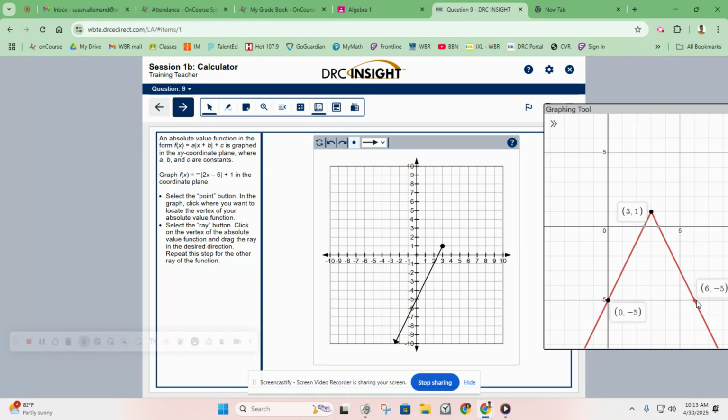Wait, how do you do the line thing then? You click, so after you have the point, you click this ray button, hold your mouse button down, and then drag it to 0, -5.